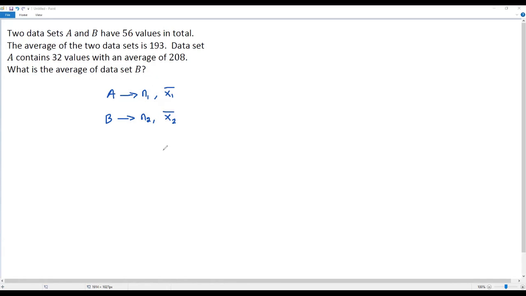And there is a formula to get the combined average when we have two data sets. The formula is x bar equals n1 times x1 bar plus n2 times x2 bar, divided by n1 plus n2. Okay, here x bar is the combined average of the two data sets. In this case, the value of x bar is 193. So that's the average of the two data sets, that is the combined average.